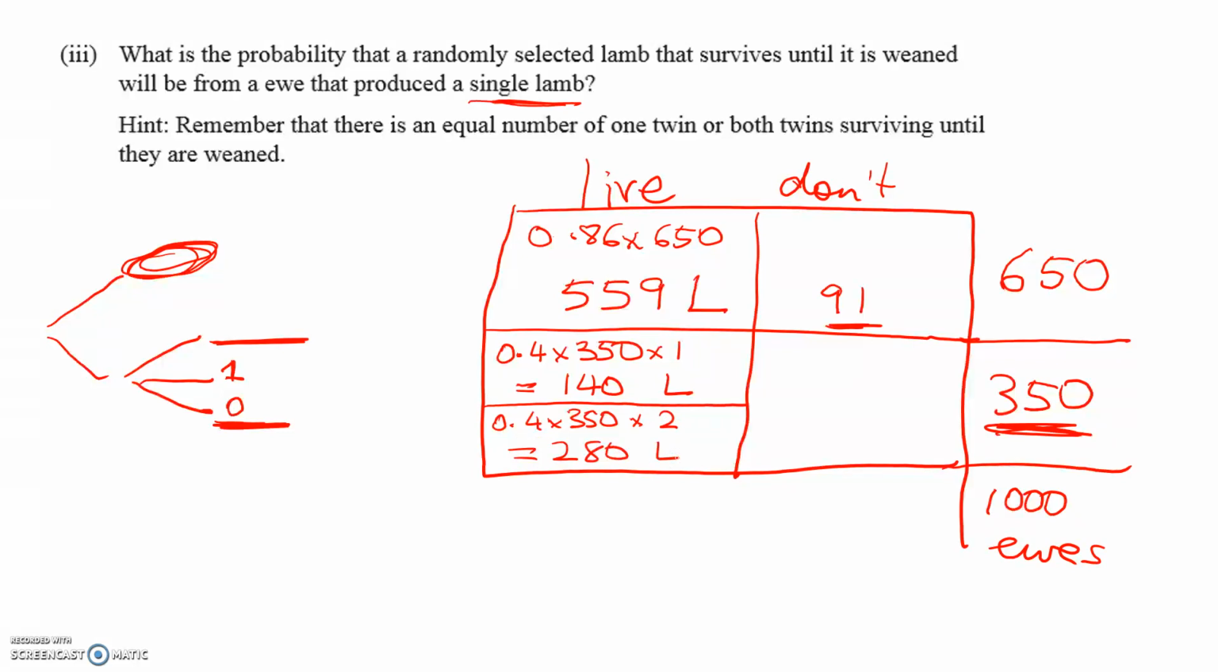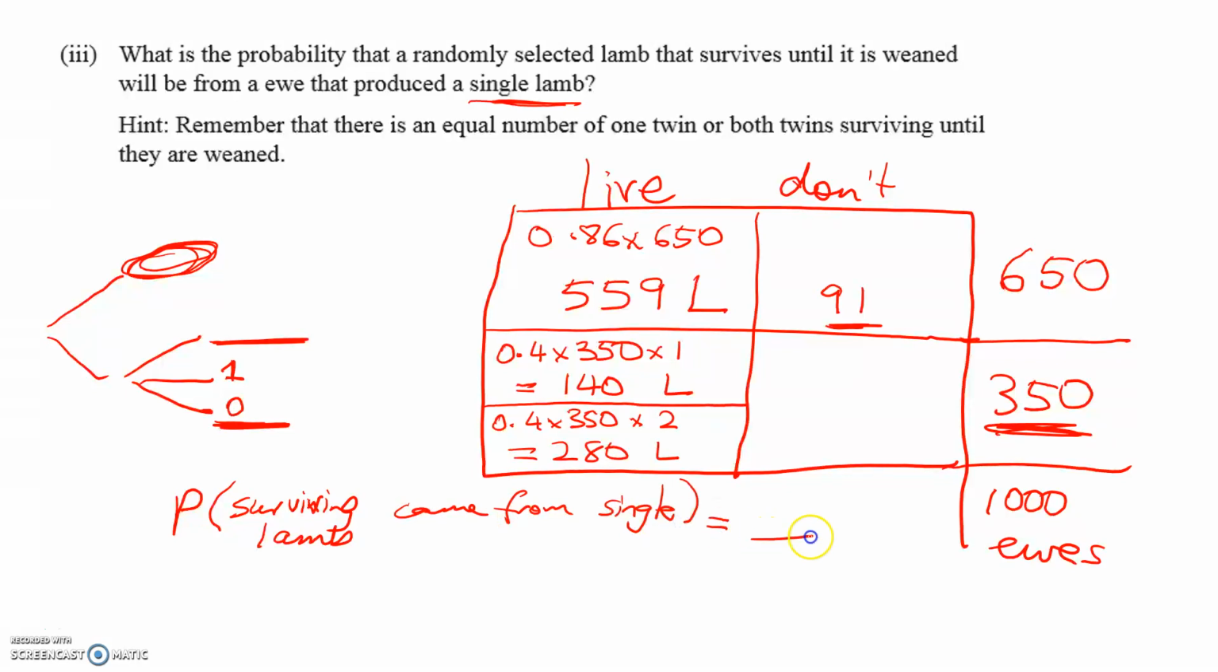So altogether, what we've got to figure out is that what's the probability that a surviving lamb came from a single.